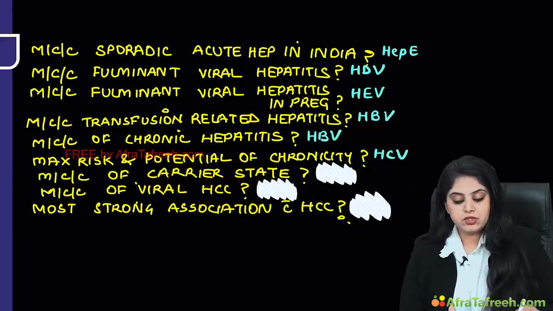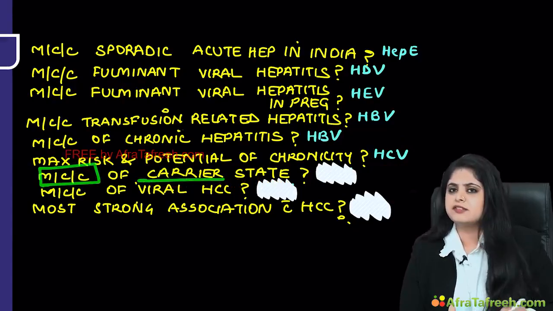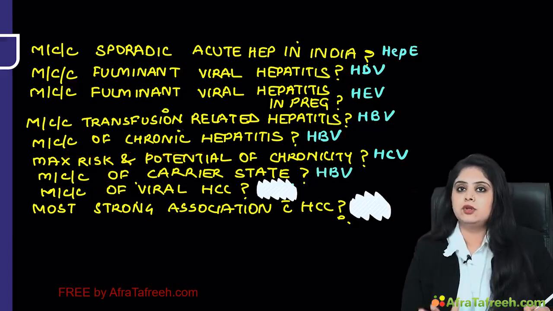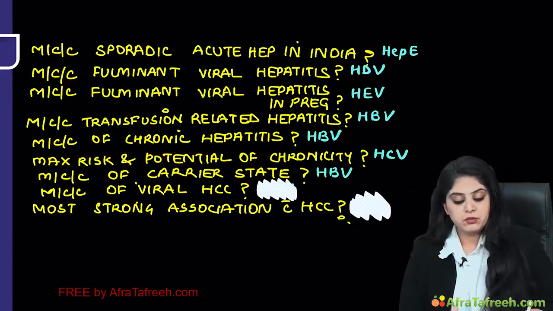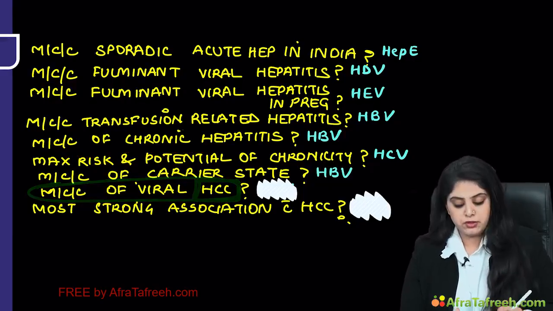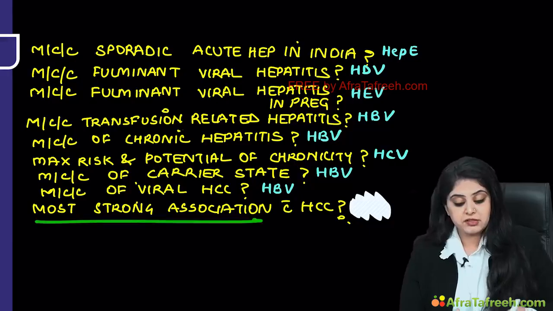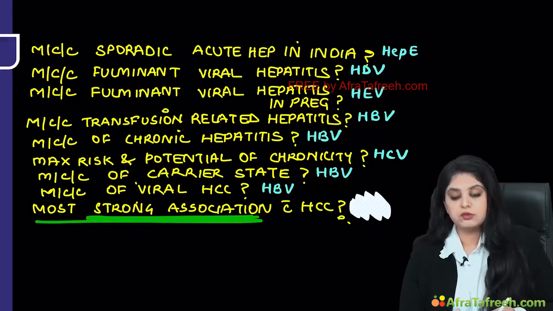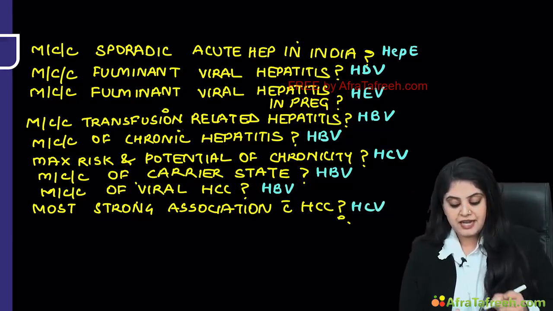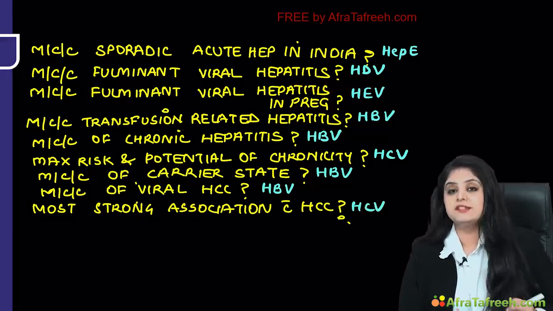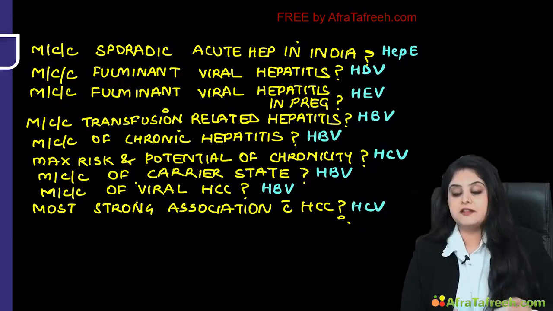Similarly, if I ask you which of them is the most common cause of carrier state, most common cause ka hamesha answer hoga hepatitis B. B is overall most common. Same way, if I ask you most common cause of viral hepatitis causing cancers, ma'am, most common cause mein again answer is hepatitis B. But who has the maximum association, strongest association with hepatocellular carcinoma? That is going to be hepatitis C. So look at this very carefully.